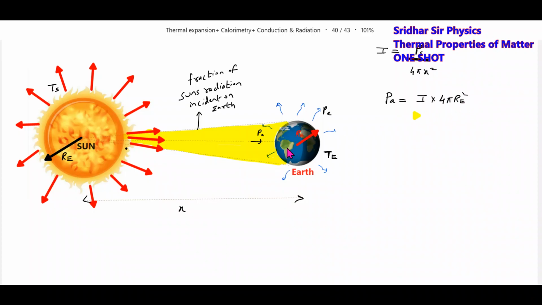Is it 4 pi RE square? Why not 2 pi RE square? From far away, how will the earth appear to the sun? It will appear like a disk. For example, the moon: though it is spherical, from far away it appears like a disk. The same thing with the earth. What do we think the effective area is? It will be only pi RE square. So why only the disk? Why not the surface area, or at least 2 pi RE square, half of the surface area, of the sun's radiation incident? No, the effective area will be the disk here.